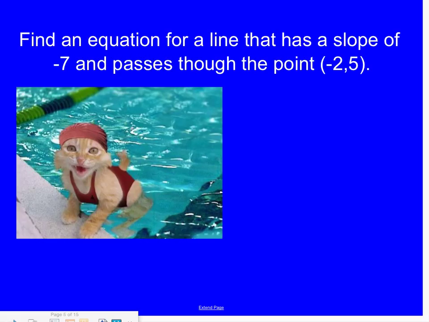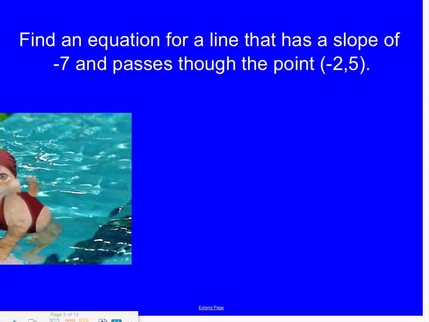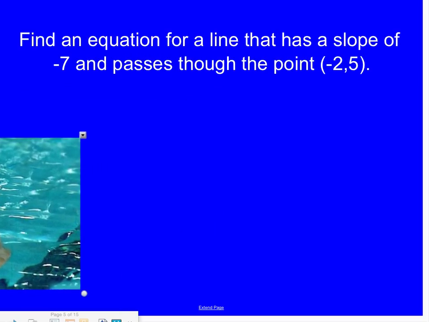Okay, so let's do another practice with that. I'm just going to move this picture to the side. Okay, so this is the same sort of problem. We're given the slope and we're given a point, so we need to find the equation of the line. So again, we're going to do y = mx + b, because we know our y value, we know our m value, and we know our x value. So the only thing we're missing is the b value.